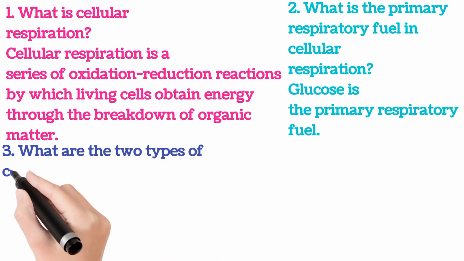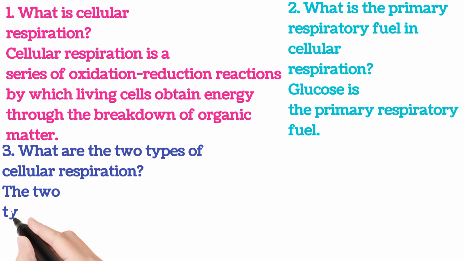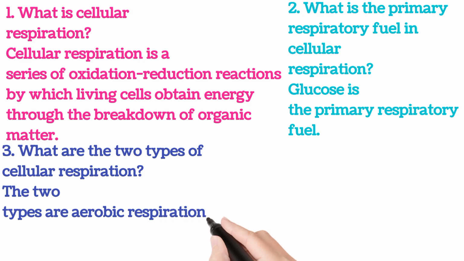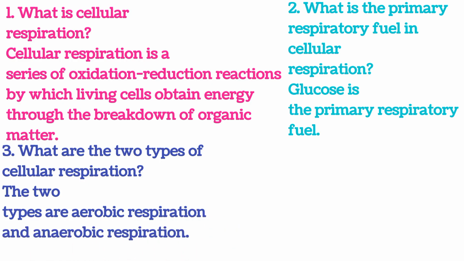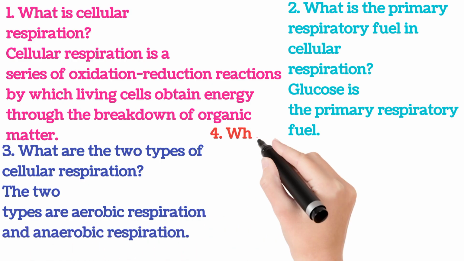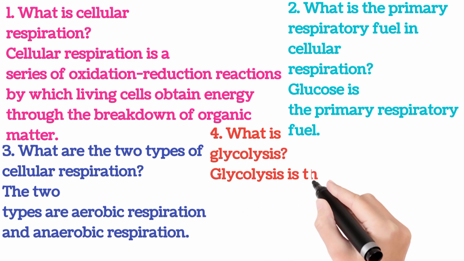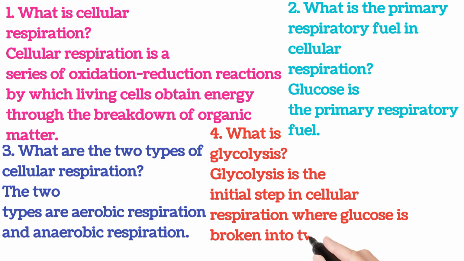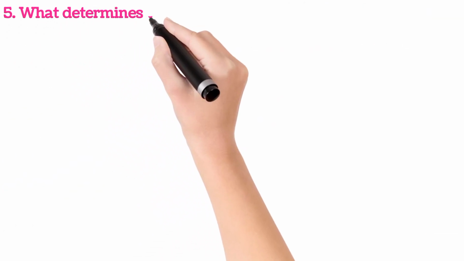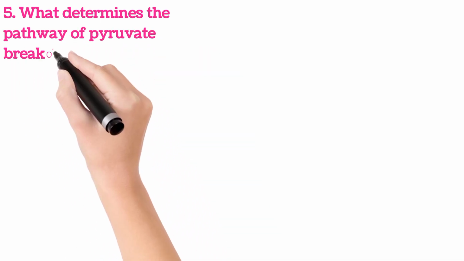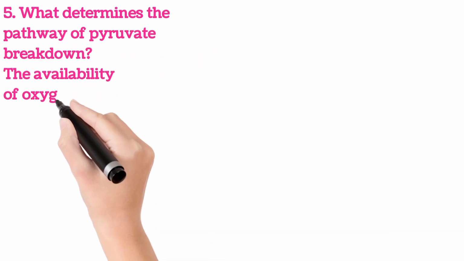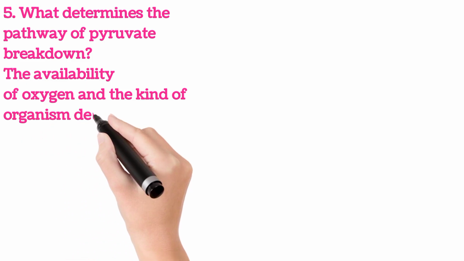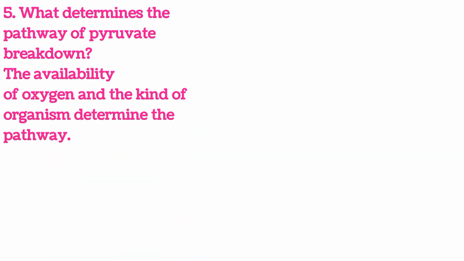3. What are the two types of cellular respiration? The two types are aerobic respiration and anaerobic respiration. 4. What is glycolysis? Glycolysis is the initial step in cellular respiration where glucose is broken into two pyruvate molecules. 5. What determines the pathway of pyruvate breakdown? The availability of oxygen and the kind of organism determine the pathway.